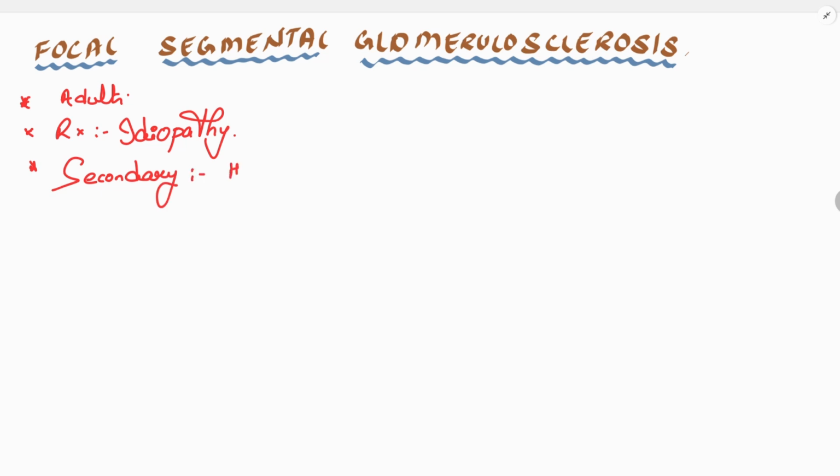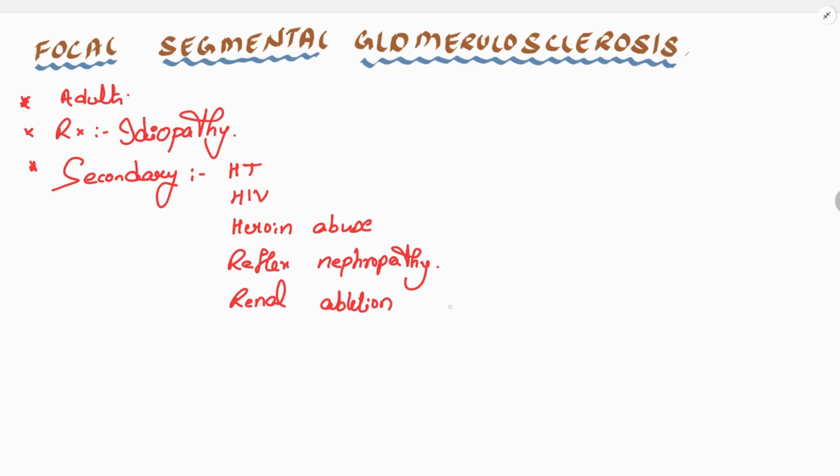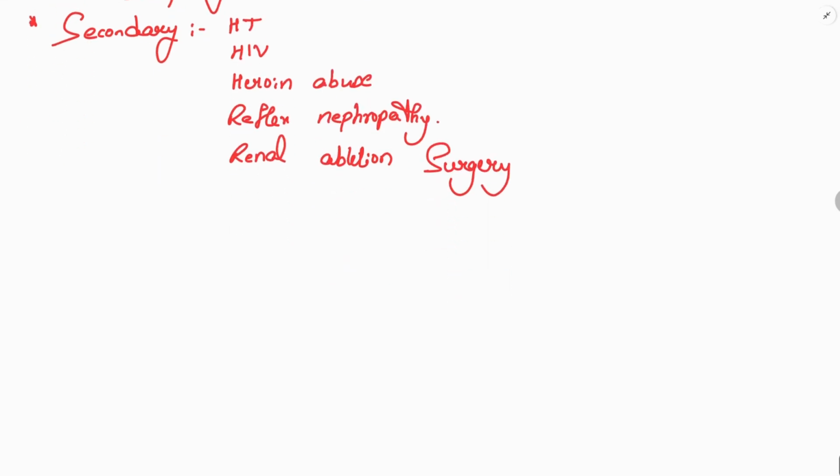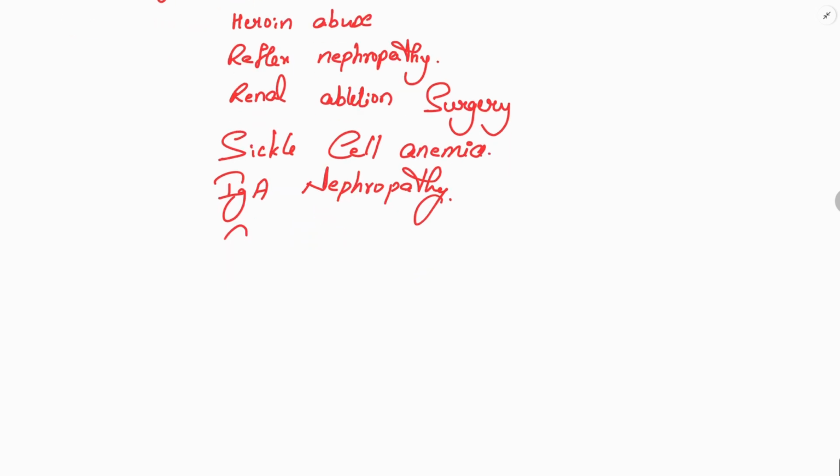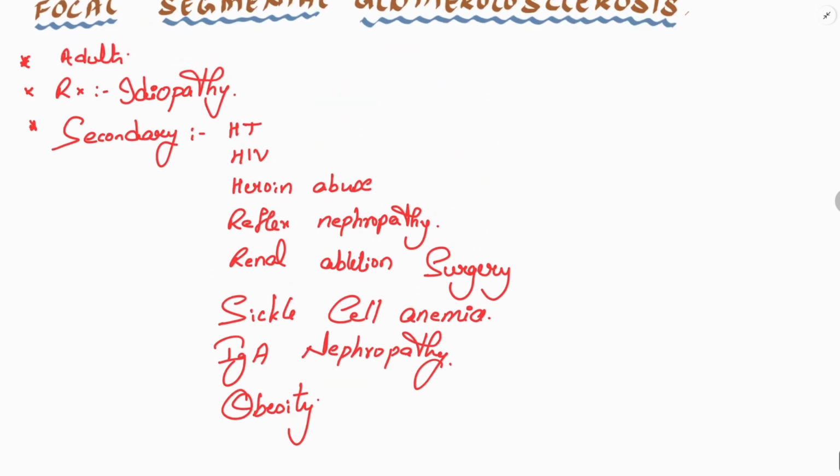So these secondary causes may be hypertension, HIV, heroin abuse, or reflux nephropathy, renal ablation surgery, or sickle cell anemia, and IgA nephropathy. The last one is obesity. So these will be the reasons for getting focal segmental glomerulosclerosis.